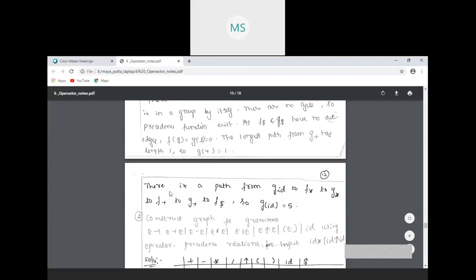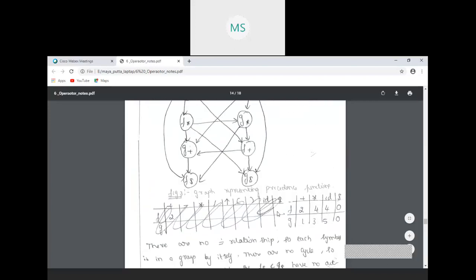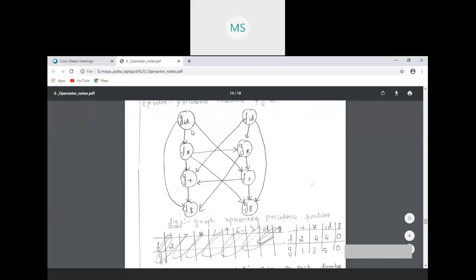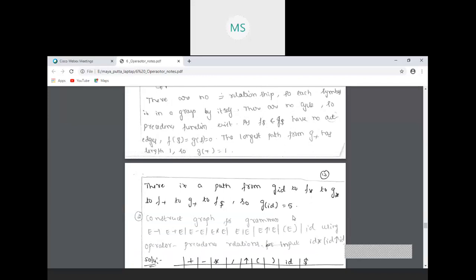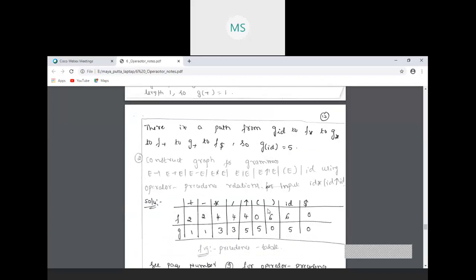There is a path from g of id to f of star to g of star to g of plus. The longest path is g of id equal to 5. From g of id we go to f of star: 1. From f of star to g of star is 2. G of star to f of plus is 3. F of plus to g of plus is 4. G of plus to f of dollar is 5. Okay, like that I am writing the longest path. Then you have to try your own.